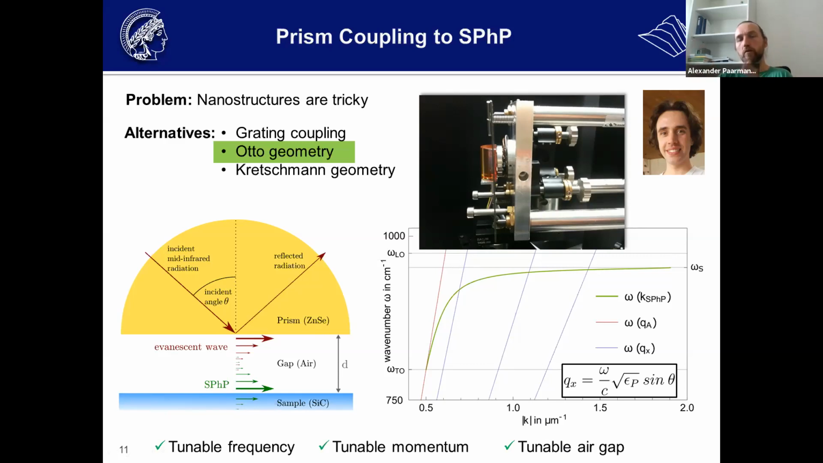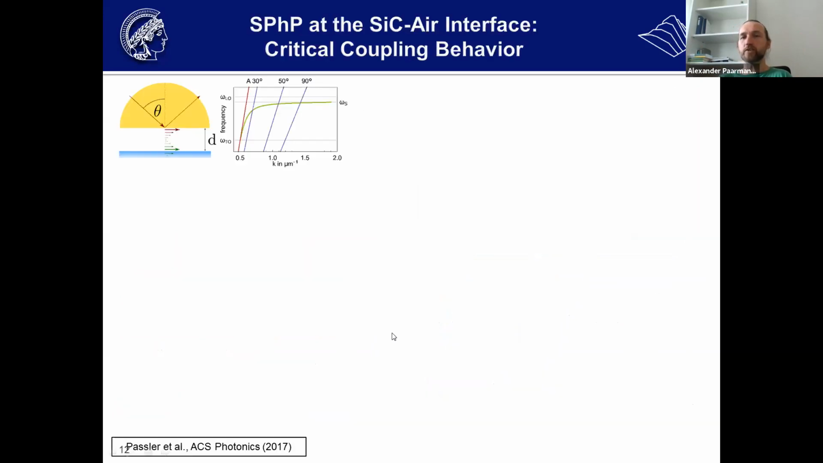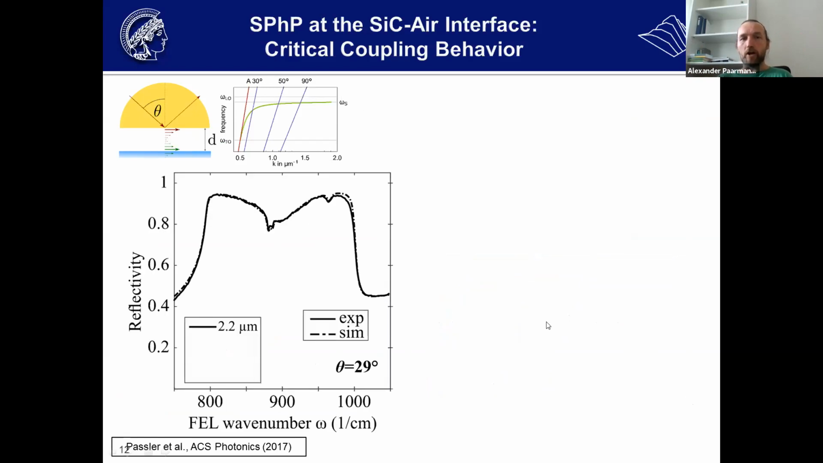And if we can control this extrinsically, we can always optimize for maximum efficiency of the excitation. And to understand this, the easiest way is to look at data. So we take silicon carbide again, and now we start measuring a reflectance spectrum in this Otto geometry. First, we push pretty close, so we have a small gap between prism and sample. The overlap of the two evanescent waves is large.